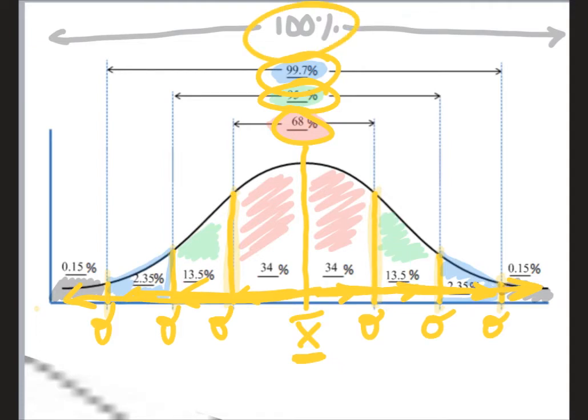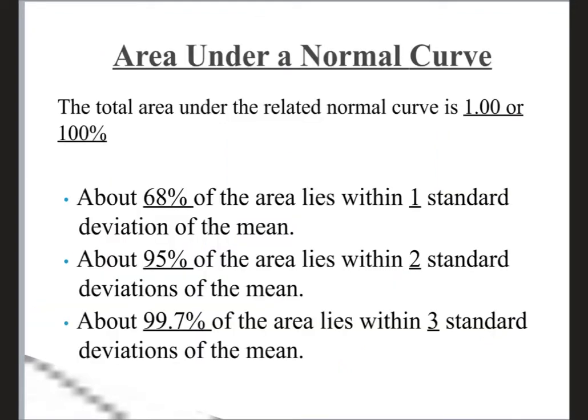Here, you know your little sliver is 0.15. The next space over is 2.35. Let's make sure I'm correct. Yes, 34, 34, and 13.5. So this is kind of like what I just talked about.